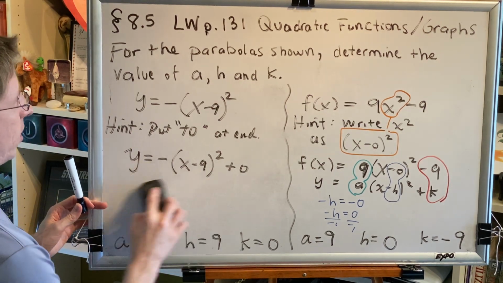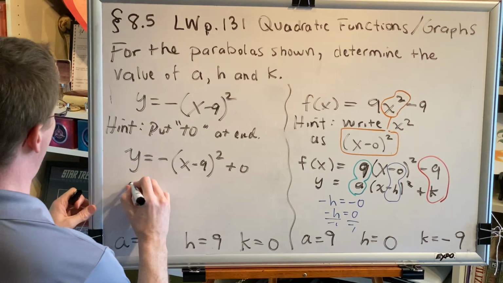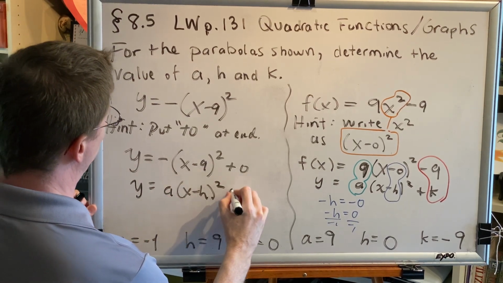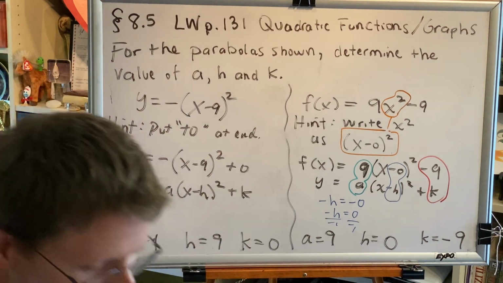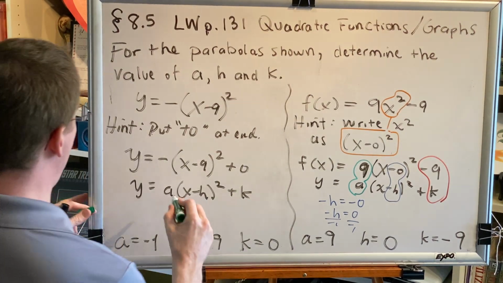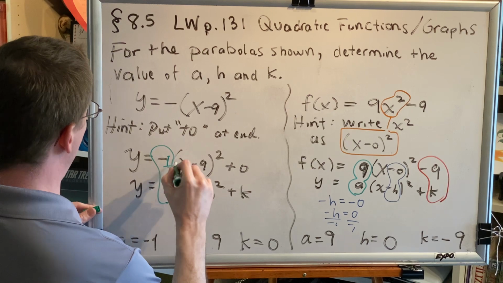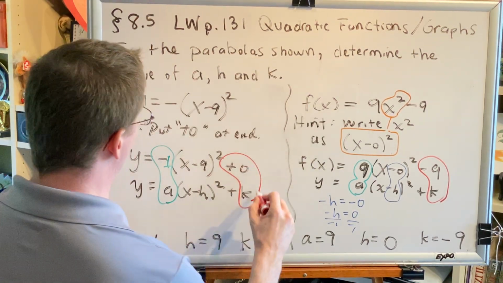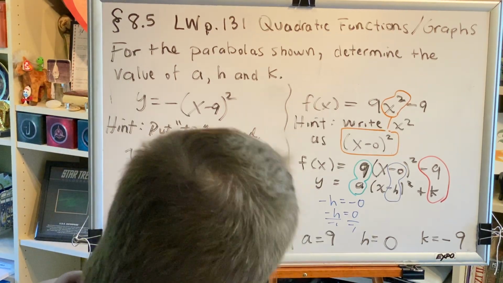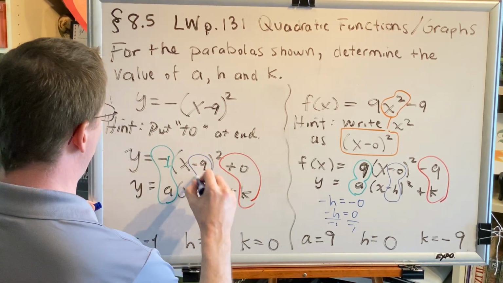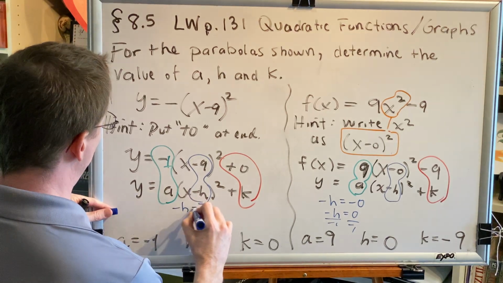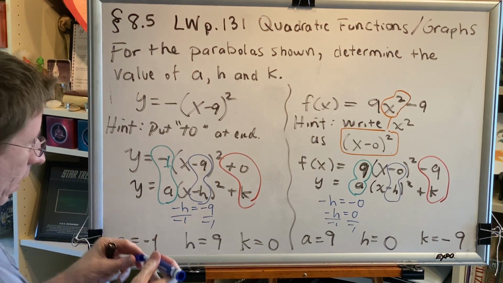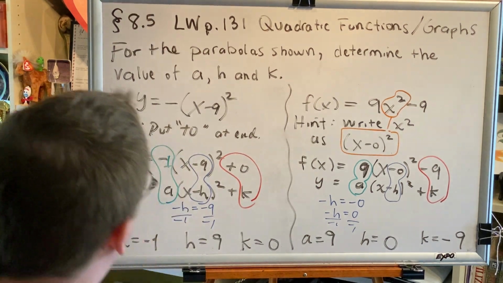Okay, let's use the second method of doing this, which is to compare to our vertex formula. All right, so first we see that a is equal to negative 1. Next, we see that k is equal to 0. And lastly, we see that negative h is equal to negative 9. So we divide by negative 1 on both sides, and we get h equals 9. All right, last one.